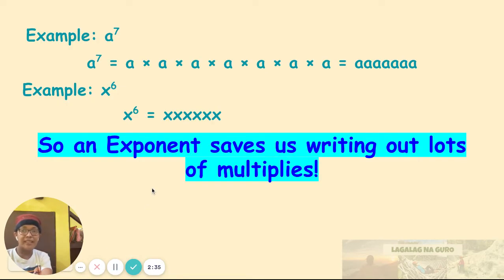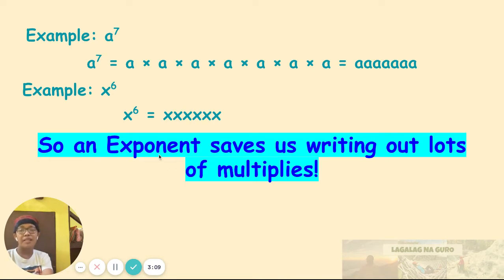So we have here other examples, 8 to the 7. So 8 to the 7, you are to multiply 8 7 times. So 1, 2, 3, 4, 5, 6, 7. So if you rewrite that, that is a. Okay, so our third example, x to the 6. So that is x to the 6, you are to multiply x to itself by 6 times. So therefore, an exponent saves us writing out lots of multiplies.